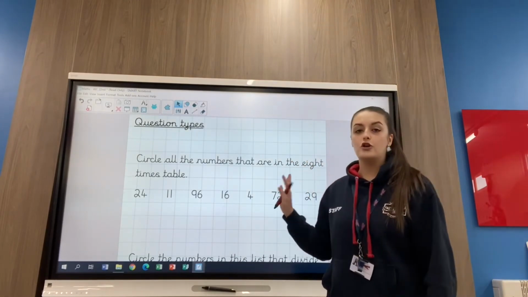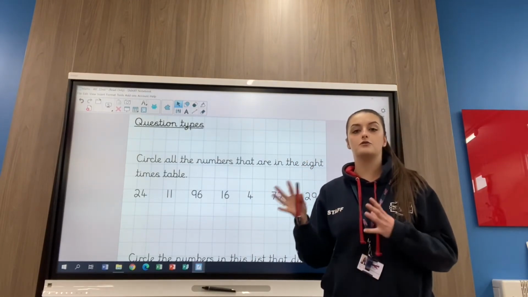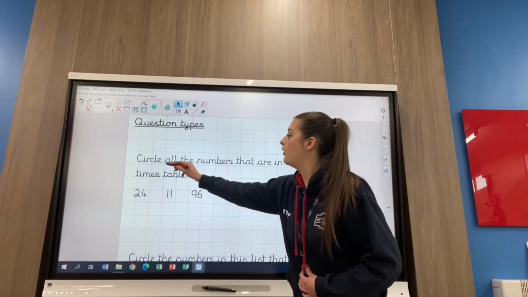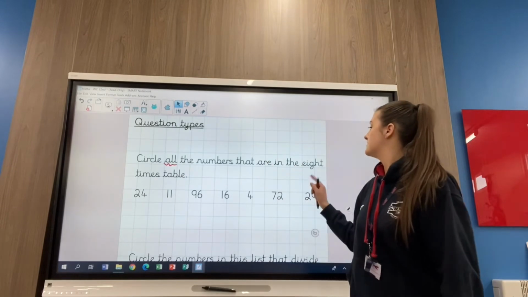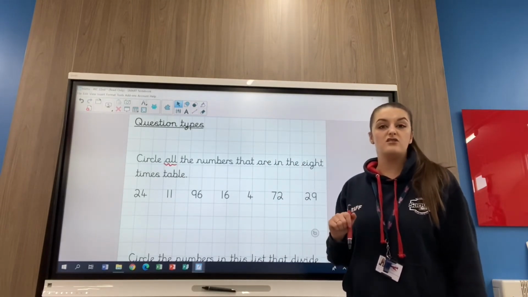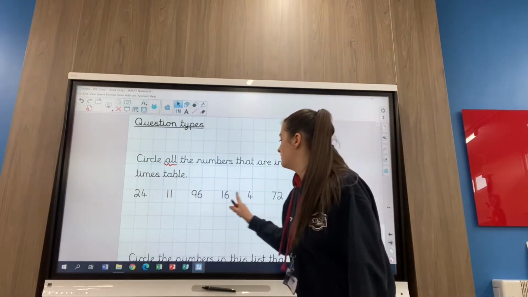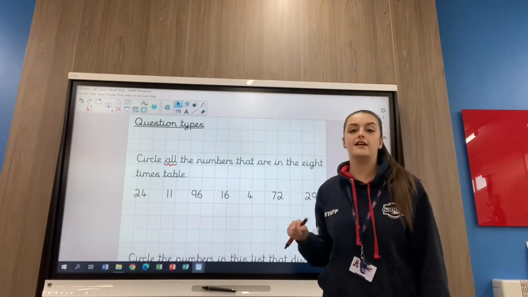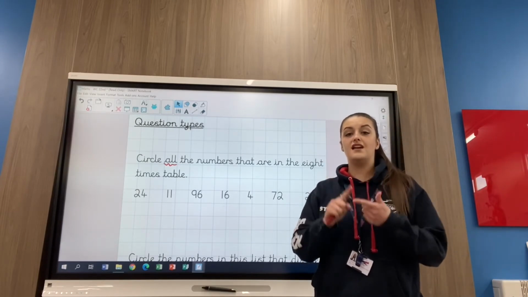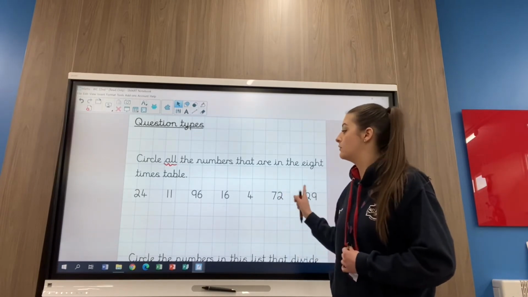Okay. Some more question types then that you have on your page for today. You've got some circle questions where it's asking you to circle certain numbers. So in this question, I've got circle all of the numbers that are in the 8 times table. Now, to work this one out, I know lots of you will just go across the numbers and circle the numbers you recognise. But remember, you don't want to miss any out, so you might start counting in your 8s and see if that multiple is there.